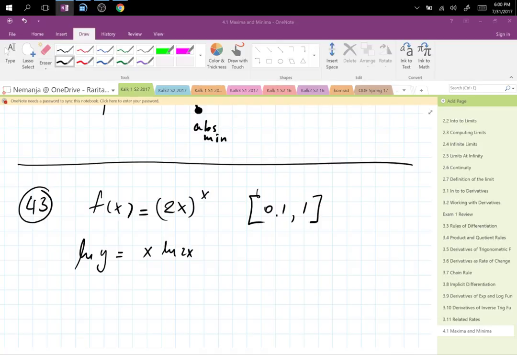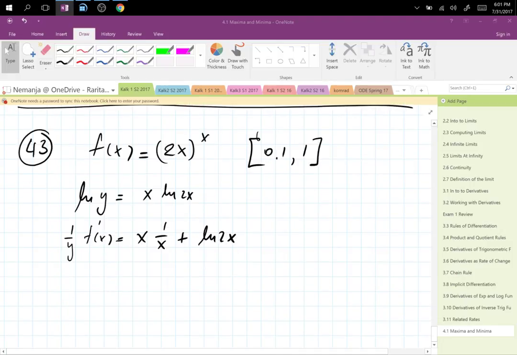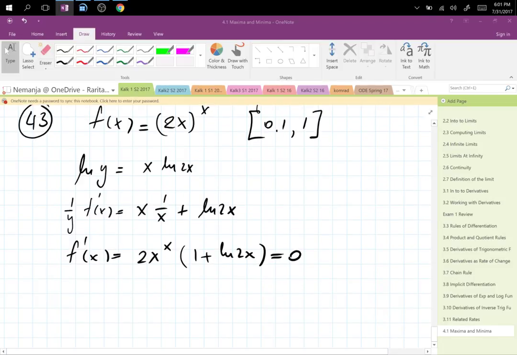All right, so far you guys all should be caught up with this. So it's 1 over y, f prime of x, right, equals x times 1 over x plus ln 2x. So f prime of x is equal to 2x to the x times, and over here you have 1 plus ln 2x equal to 0. Right? Right. Now what?